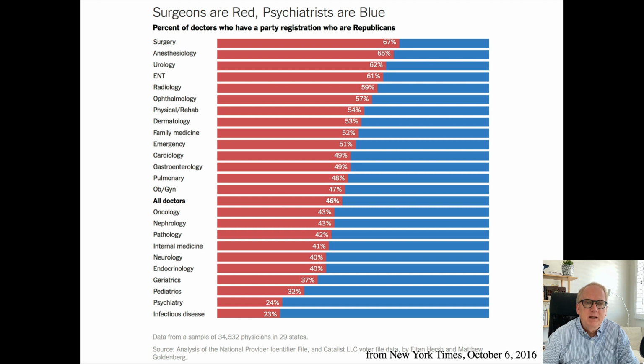So we can see that, for instance, in surgery, 67% of the people who responded indicated that they were Republicans, and 33% said that they were Democrats. If we go down to the bottom, you can see that psychiatry has only 24% of the specialty indicating that they're Republicans, and therefore the vast majority are going to be Democrats. So it was an interesting snapshot of this kind of sample, to look at whether or not political party really matters.